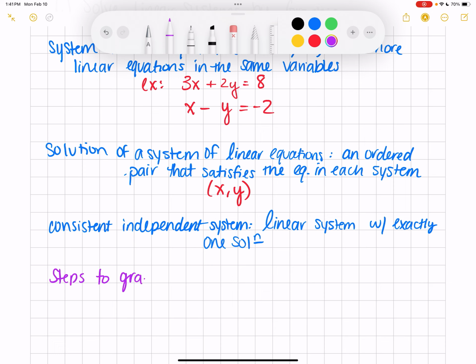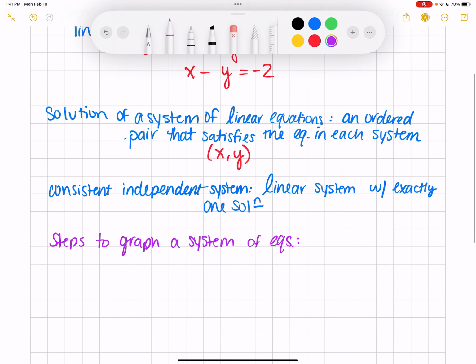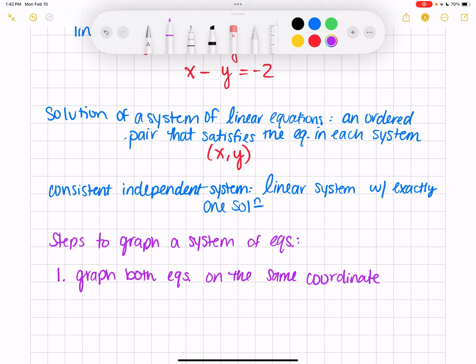Steps to graph a system of equations. Step 1, graph both equations on the same coordinate plane. If you try to do two separate graphs, they're never going to cross because there's only one line on each one. So they both have to be on the same one.